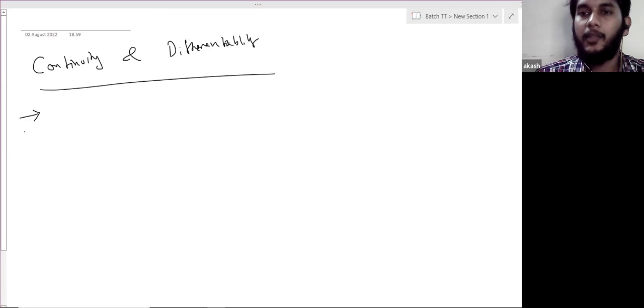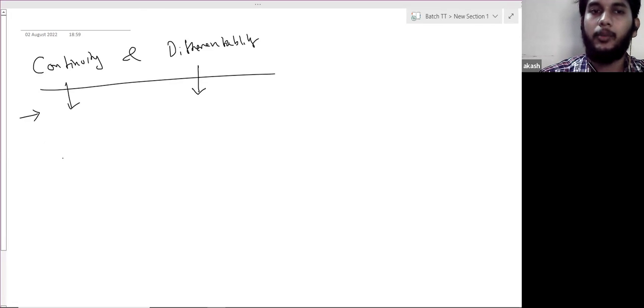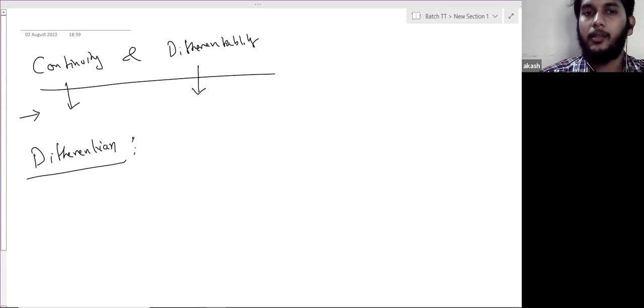In continuity and differentiability, this is divided into 3 parts generally. First is continuity, second is differentiability, third one is differentiation. So we are going to start with differentiation. This is the biggest topic in this. And we have also done this in class 11. So I hope you know a little bit about this, right? So let me ask, what is the differentiation of sin x?